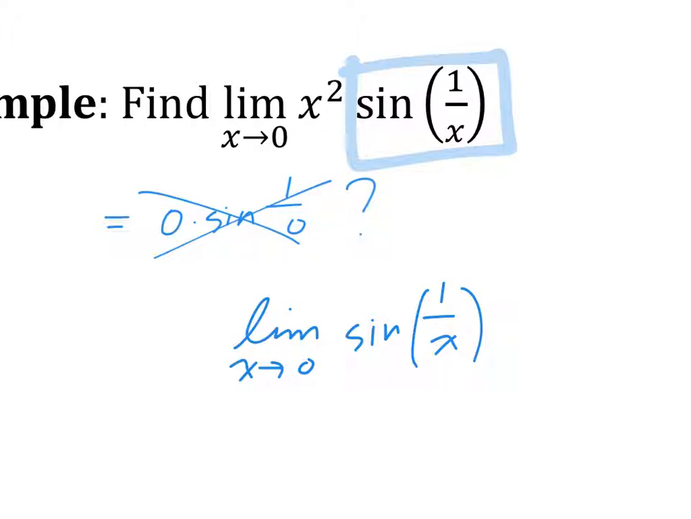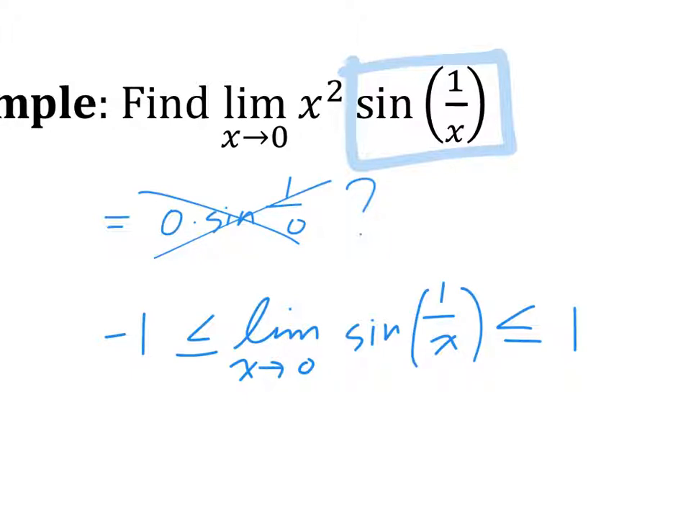Then you ask yourself, is sine kind of stuck between some numbers? If you just look at the sine function itself, it's between negative 1 and 1. So the sine function is always oscillating. So y is always between negative 1 and 1. It's not possible to get out of negative 1 and 1. It's always going to oscillate. So this is always between negative 1 and 1.